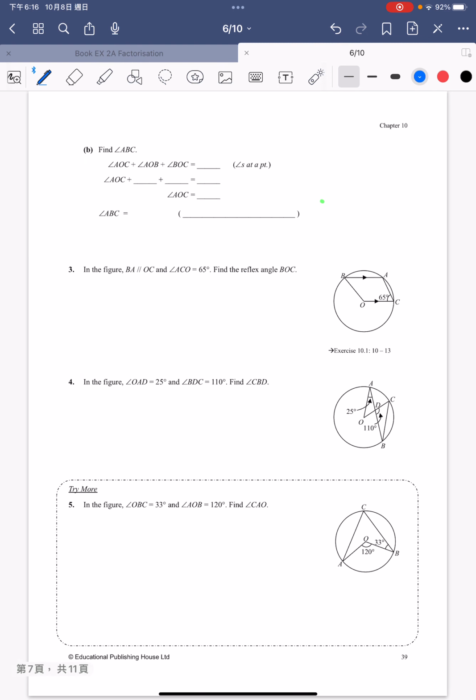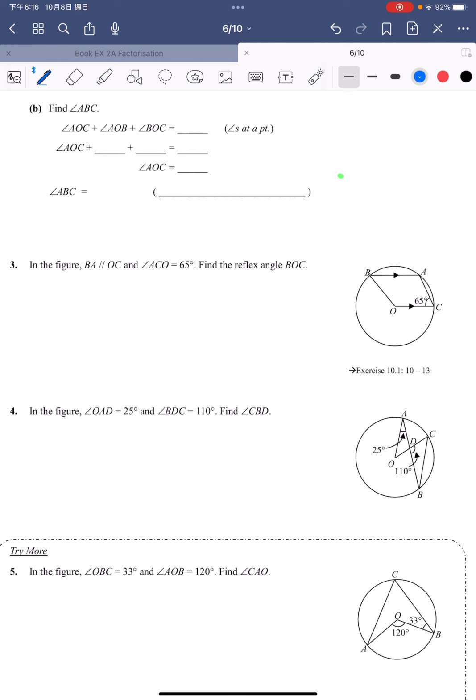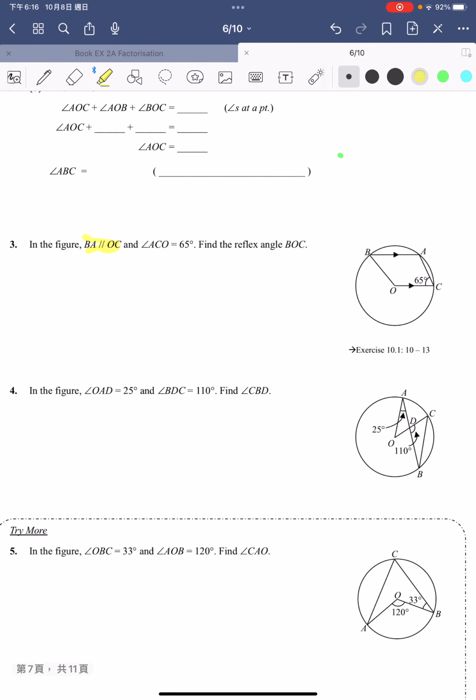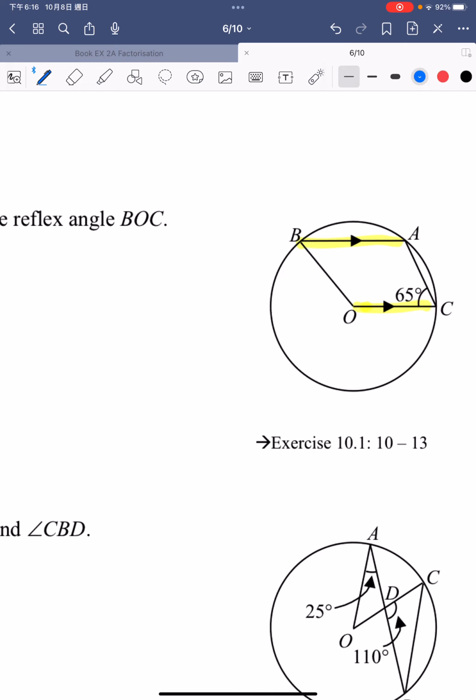And now we can move to question 3. Now we have BA is perpendicular to OC. So locate two parallel lines. We have BA is parallel to OC, and we have this angle 65. The question is asking about the reflex angle BOC. So where is BOC? This is our BOC. So it's this angle that we want to find.